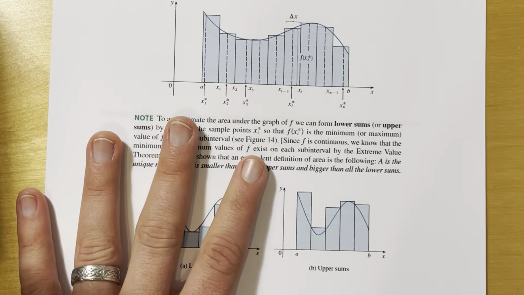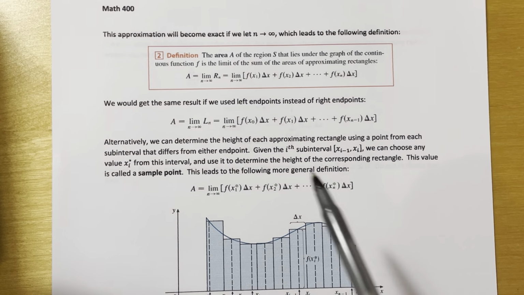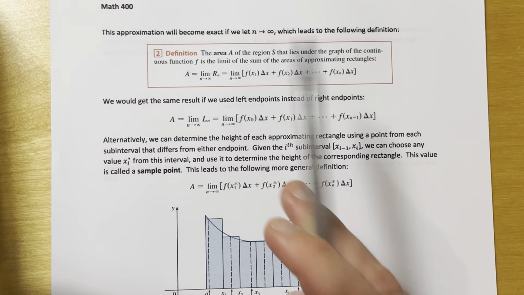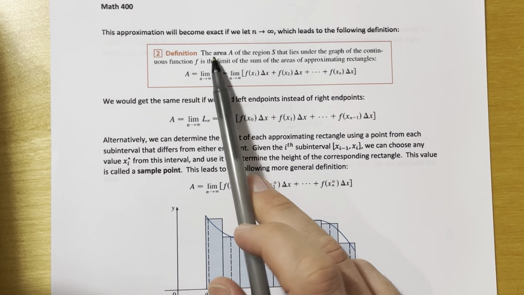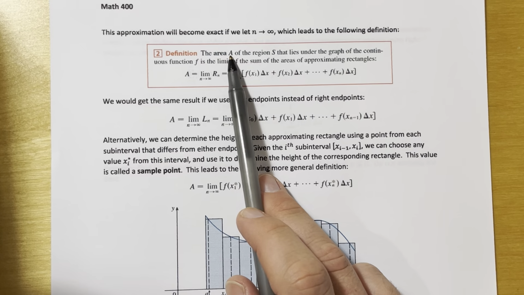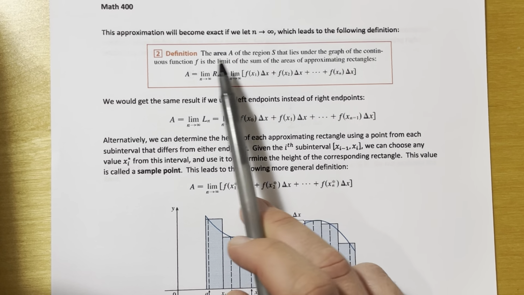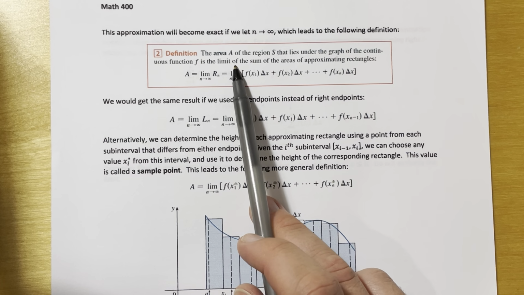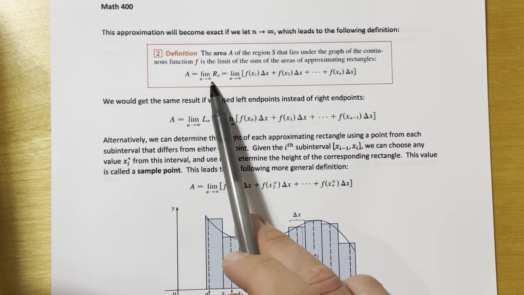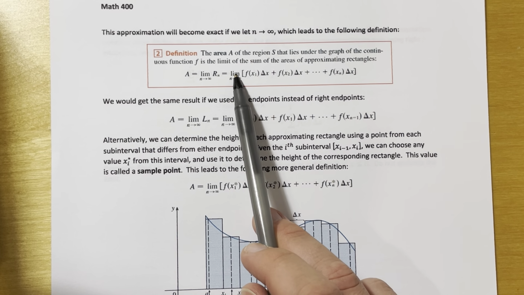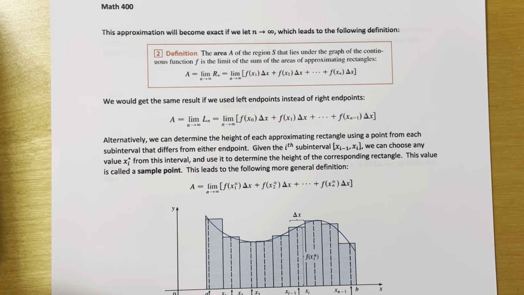We tend to use right endpoints more than left endpoints because the computation is easier. If we let n go to infinity in that definition, then we get the exact area under that curve. So this leads to this definition. The area A of the region S that we showed in that previous image that lies under the graph of the continuous function f is the limit of the sum of the areas of the approximating rectangles. The limit as n goes to infinity of Rn, which is equal to the limit as n goes to infinity of that big sum that we just showed on the previous page.